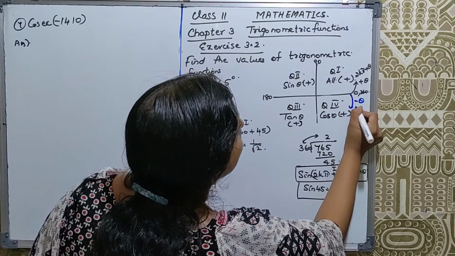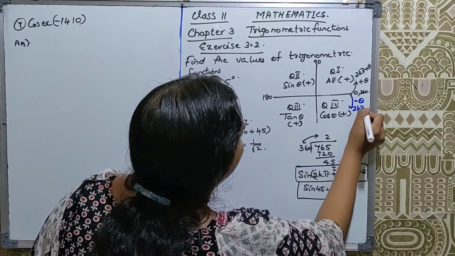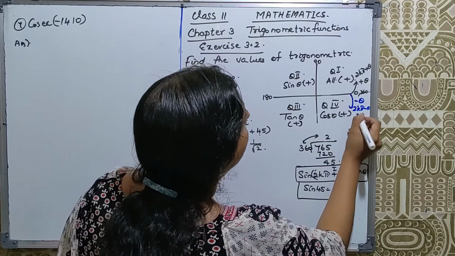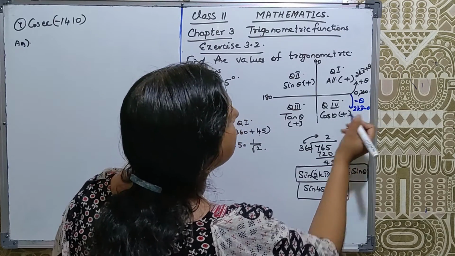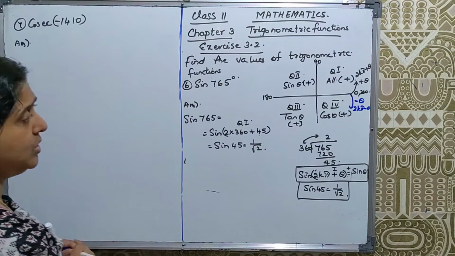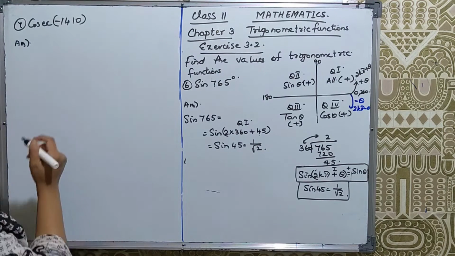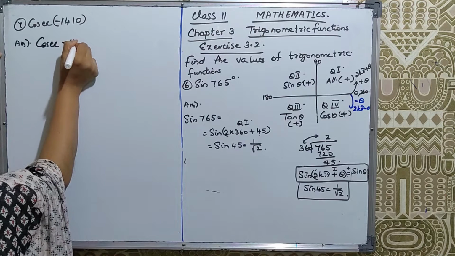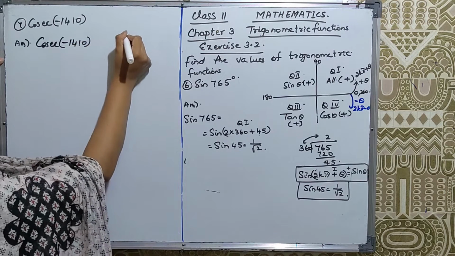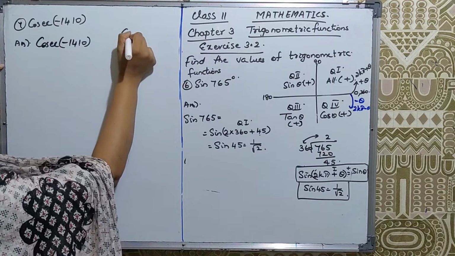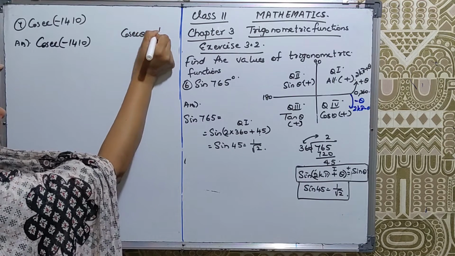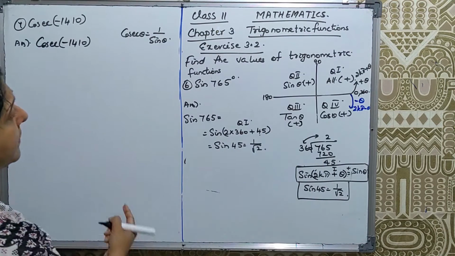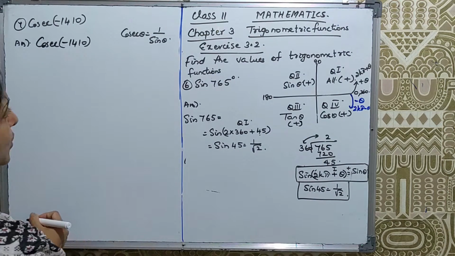Minus theta or 2k pi minus theta, that much only. All the minus thetas will belong to the fourth quadrant. So cosec minus 1410. Cosec is the reciprocal of sine theta. Sine theta is negative in the fourth quadrant, which means cosec also will be negative in the fourth quadrant.